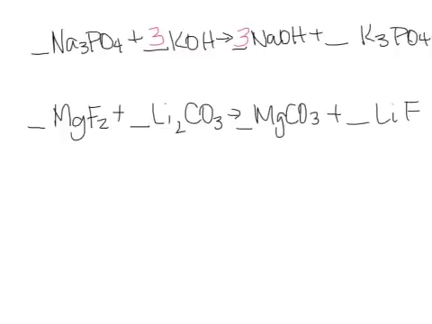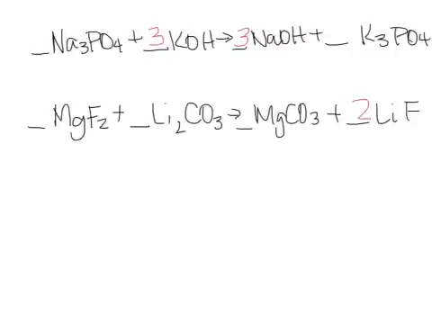Okay, I'm going to start with Mg. I've got 1 on the left and 1 on the right. Next is F. I've got 2 on the left and 1 on the right. So in order to fix that, I'm going to put a 2 here. Then I've got Li, 2 on the left, 2 on the right. And then C, 1 on the left, 1 on the right. And O, 3 on the left, 3 on the right. So this one is balanced.